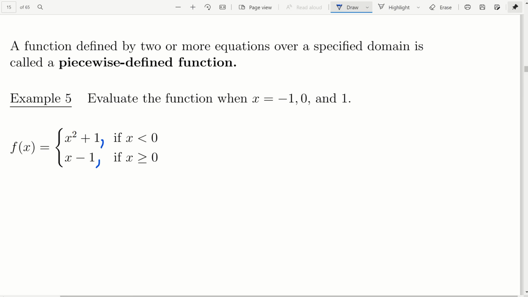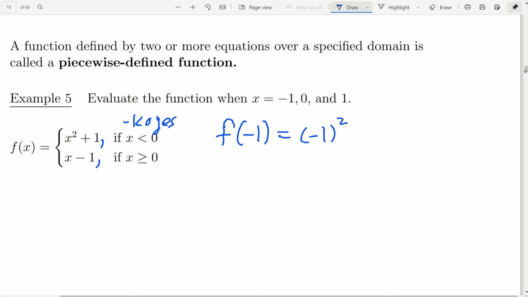For example, if we wanted to evaluate f at -1, we have to determine which part we plug the -1 into. Do we plug it into the top part, which is x squared plus 1, or into the bottom part, which is x minus 1? To determine which piece it goes into, we need to see which test condition the -1 satisfies. Is -1 less than 0? Well, the answer is yes. So because that satisfies the first condition, it goes into this top part.